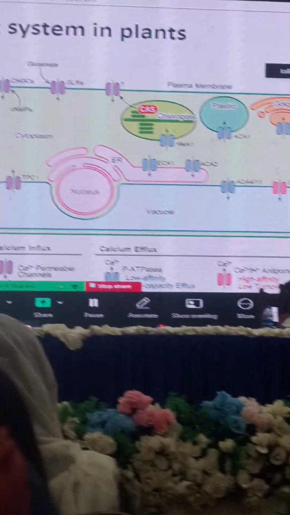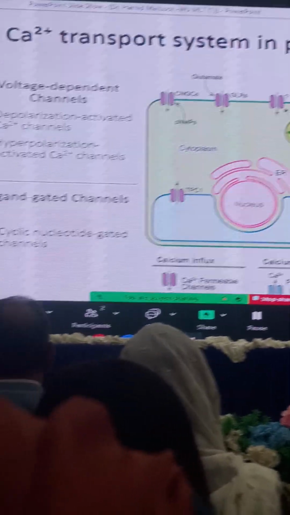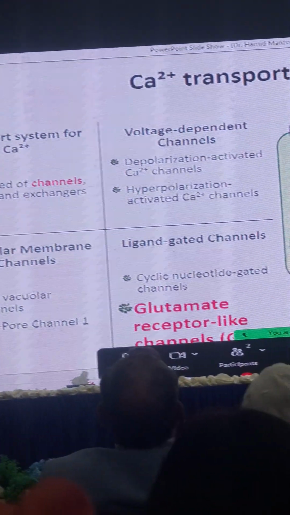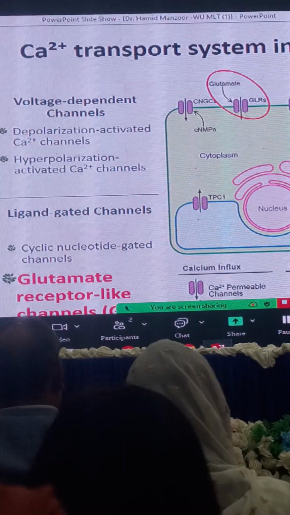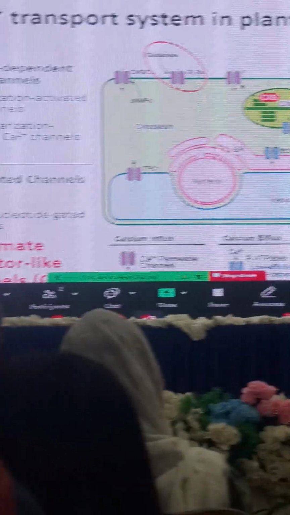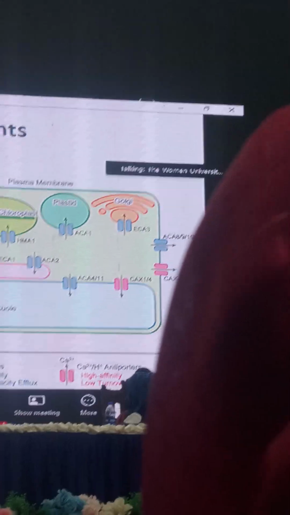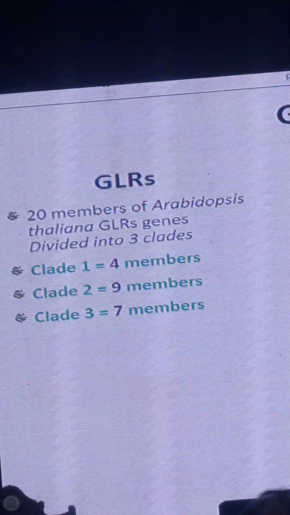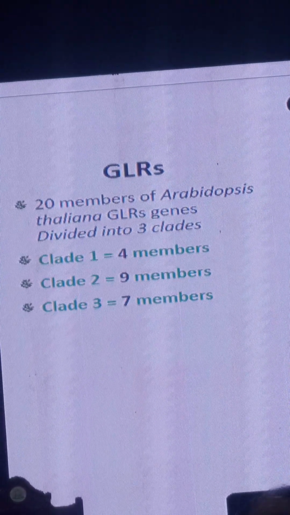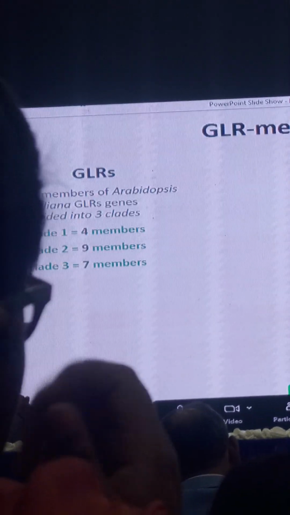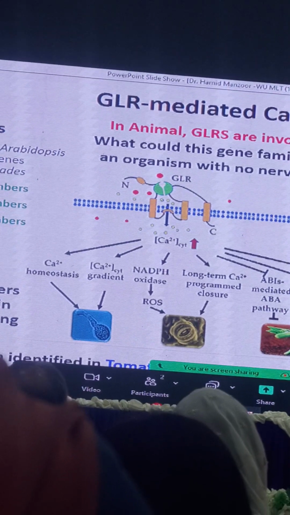You can see here which are present on the double membrane structure or the plasma membrane that lead to the movement of the calcium. What we are focusing on are these glutamate receptor-like channels that are present on the plasma membrane and lead to the movement of the calcium. Are such genes present in the plant system or not? So in 1998, a group of researchers working in France observed that there are 20 glutamate receptor-like genes present. They have no central nervous system in plants.